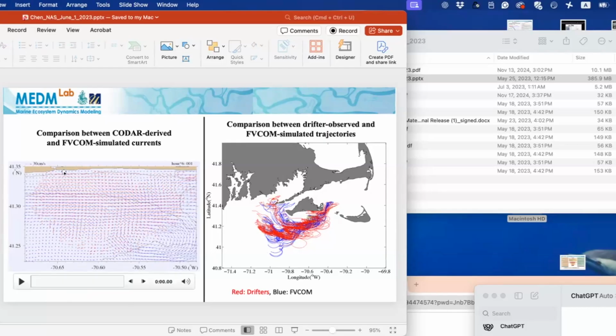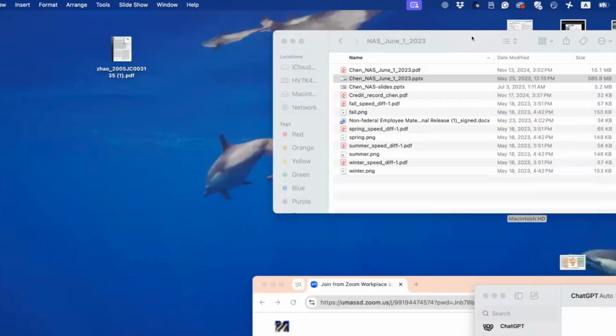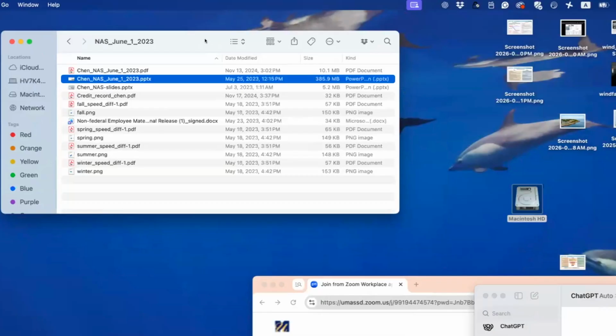So you can do a lot of experiments. This is the drifter experiment, and I just showed you an example. Did I answer your question?